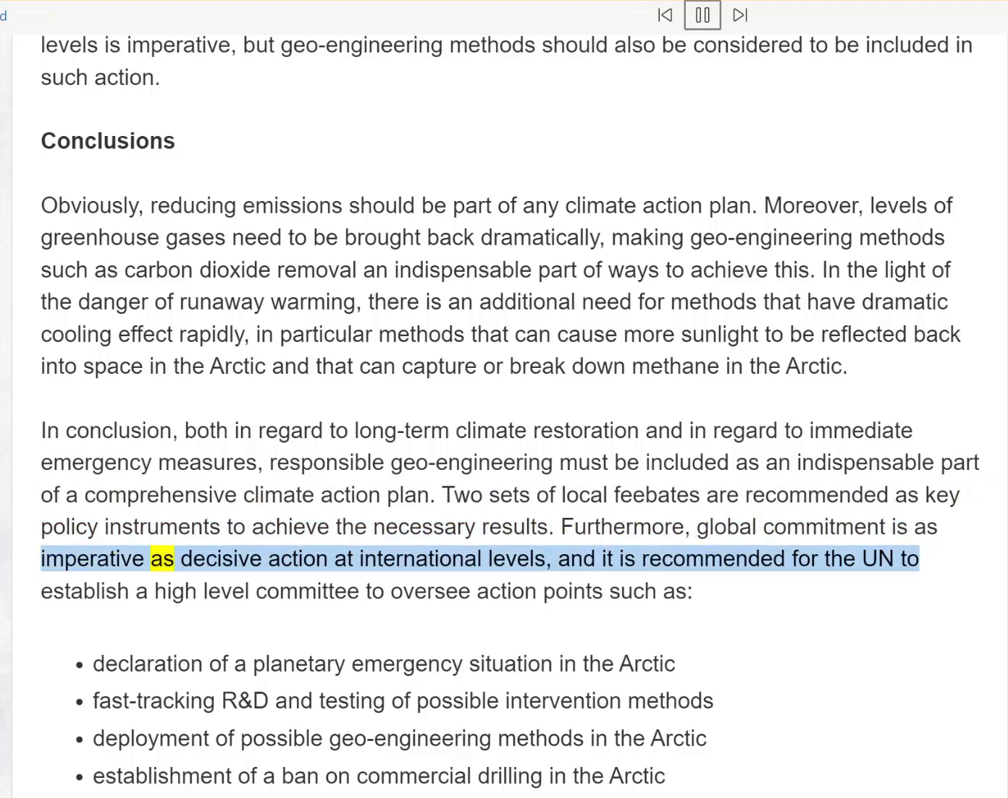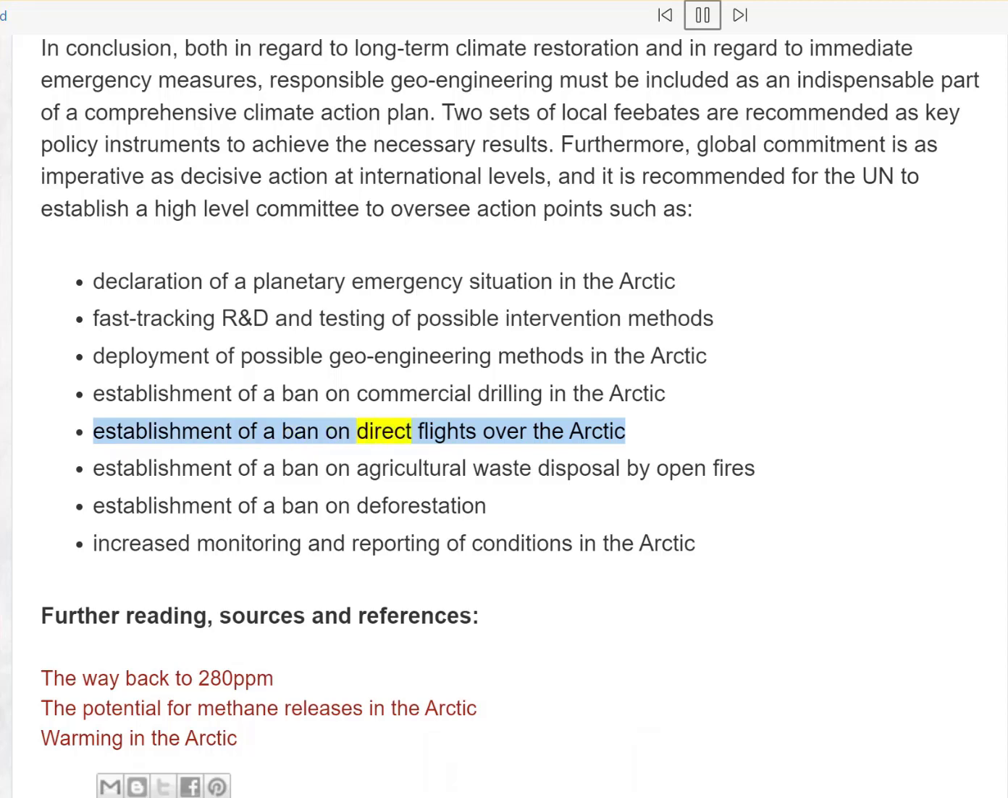Furthermore, global commitment is as imperative as decisive action at international levels, and it is recommended for the UN to establish a high-level committee to oversee action points such as declaration of a planetary emergency situation in the Arctic, fast-tracking R&D and testing of possible intervention methods, deployment of possible geoengineering methods in the Arctic, establishment of a ban on commercial drilling in the Arctic, establishment of a ban on direct flights over the Arctic, establishment of a ban on agricultural waste disposal by open fires, establishment of a ban on deforestation, increased monitoring and reporting of conditions in the Arctic.